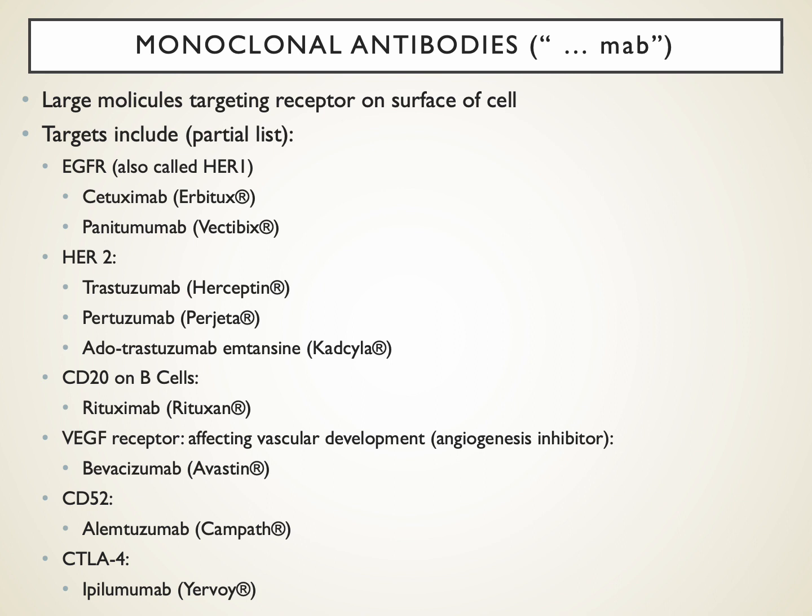The angiogenesis inhibitor we talked about being concerning for our use in cardiovascular patients is Avastin. And then Campath is a CD52 target, and Yervoy being the last one here. We'll talk a little bit more in a bit about some of these agents and where they fit and some of the adverse effects associated with them.